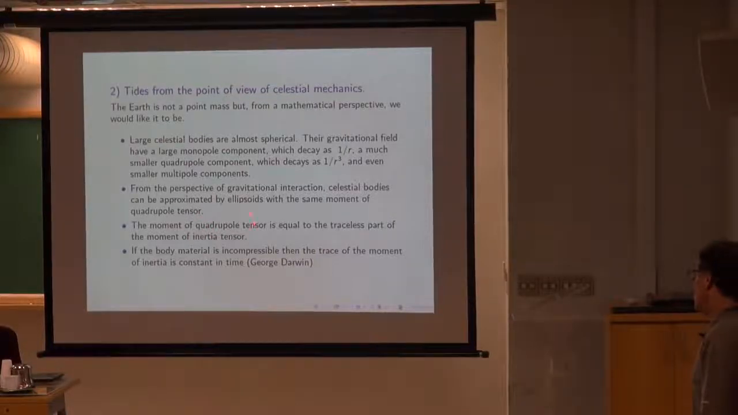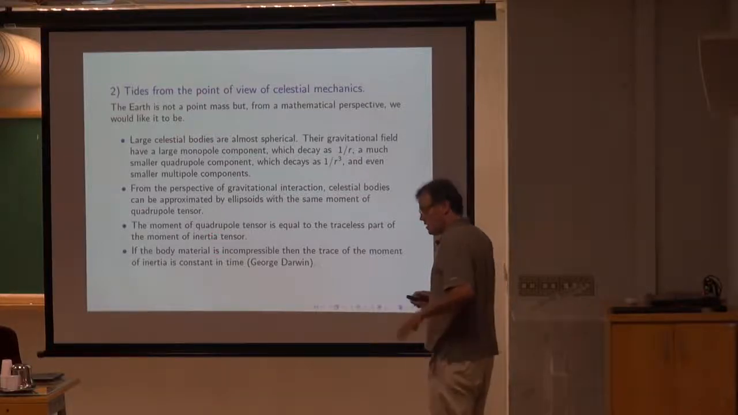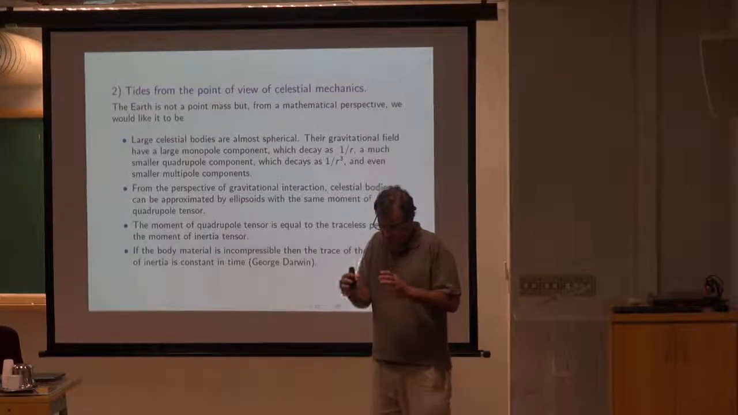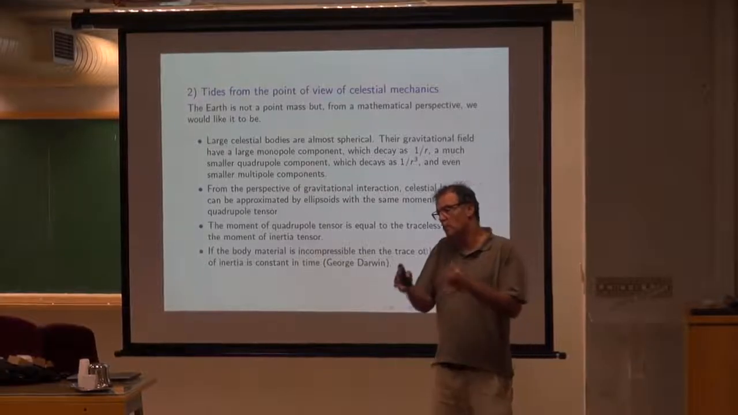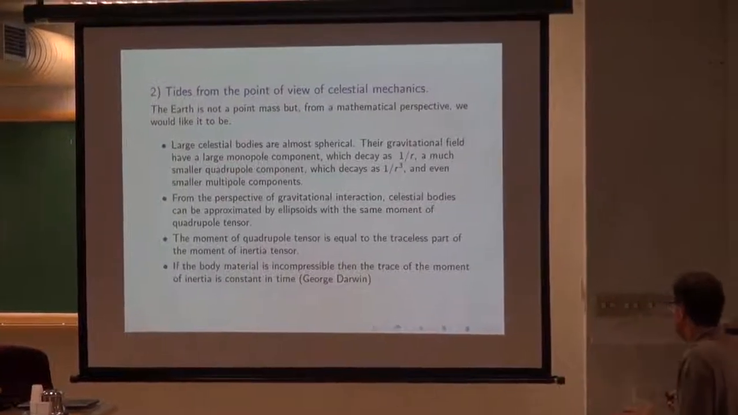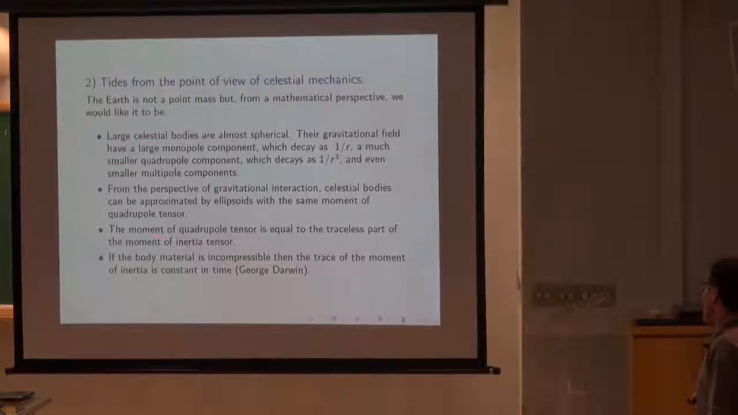And now, that's the reason that we started looking at the gravitational, the tidal problem, and not only isolated bodies. The quadrupole moment tensor is equal to the traceless part of the moment of inertia tensor. So that's an important point in this talk, because I said we started thinking about an isolated body rotating, that the important object is the moment of inertia. But when you start looking at the gravitational interaction between bodies, the important thing is this quadrupole tensor. And this quadrupole tensor is exactly the traceless part of the moment of inertia tensor.